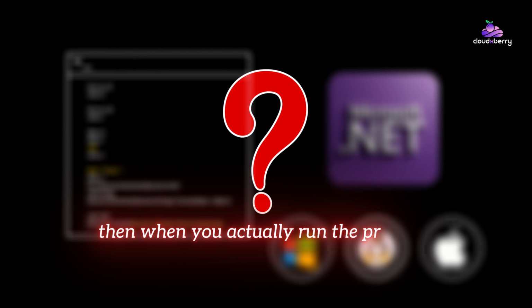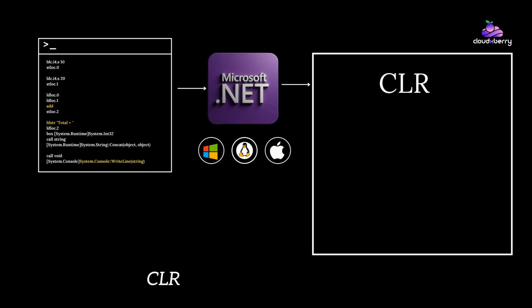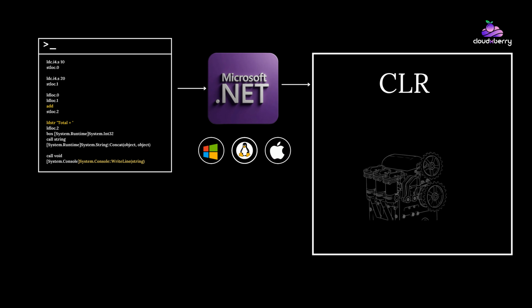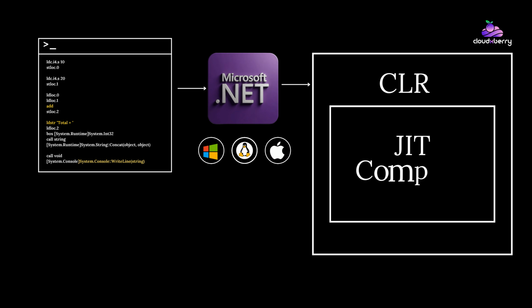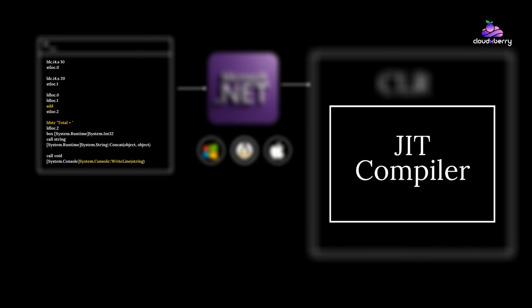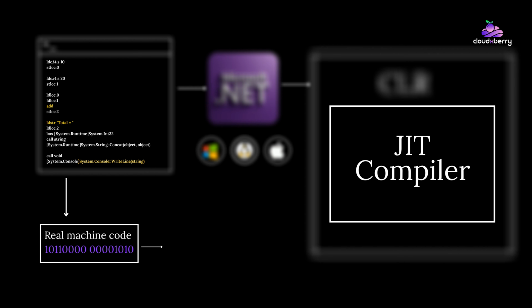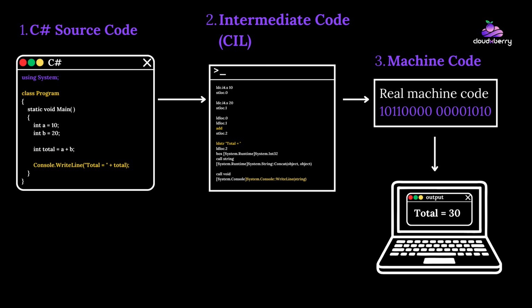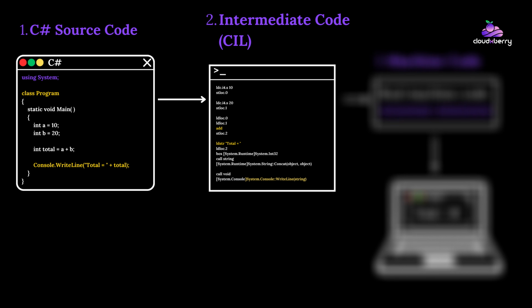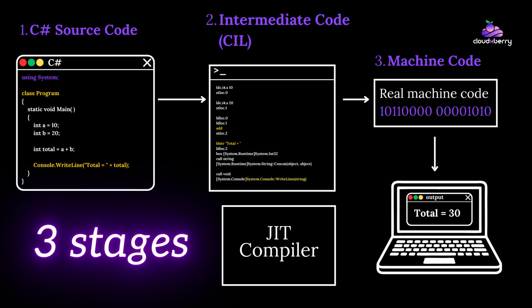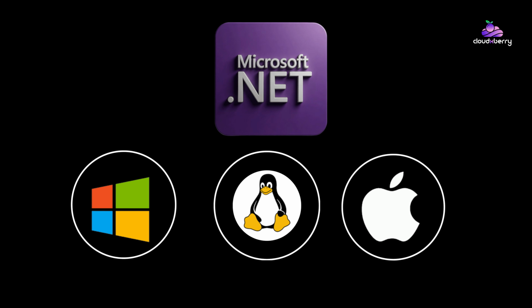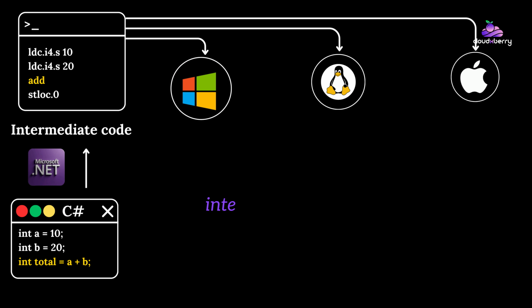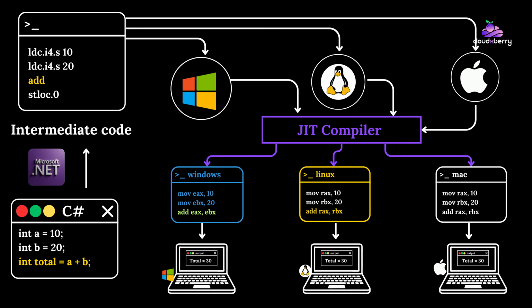Then, when you actually run the program, that's when the CLR takes over. CLR stands for Common Language Runtime, and it's basically the engine that powers every .NET application. Inside the CLR, there's a JIT compiler. JIT means just in time. Its job is to take that intermediate code and turn it into real machine code that your specific computer can actually execute. So your C# code becomes intermediate code first, and then the JIT turns it into machine code. 3 stages. And that's one reason many .NET apps can run across Windows, Linux, and macOS, depending on the app type and project setup. The intermediate code stays the same. The JIT handles the differences at the end.